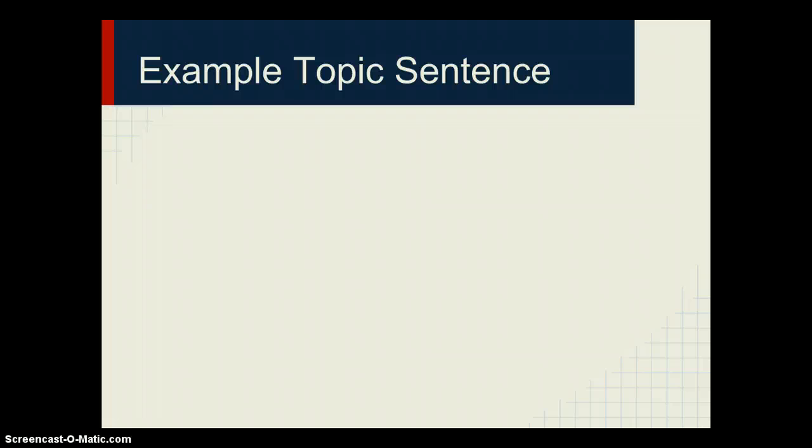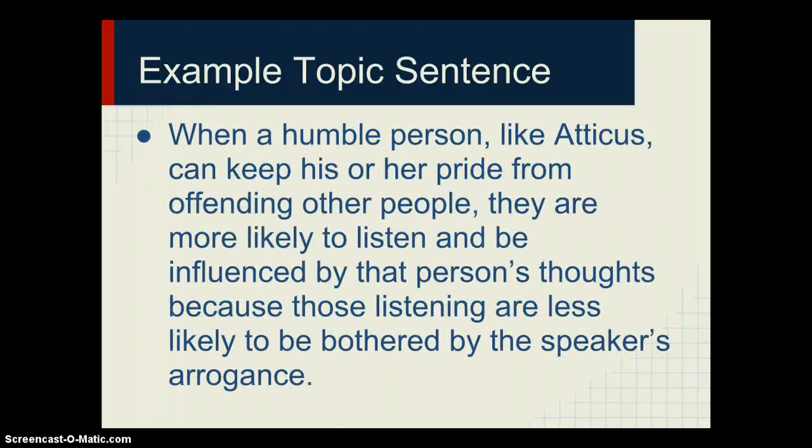Finally, after we've answered the so what question and we've got our reader hooked, we can think about answering the why question. This revision might read something like, when a humble person, like Atticus, can keep his or her pride from offending other people, they are more likely to listen and be influenced by that person's thoughts, because those listening are less likely to be bothered by the speaker's arrogance. Is this a mouthful? Yes.